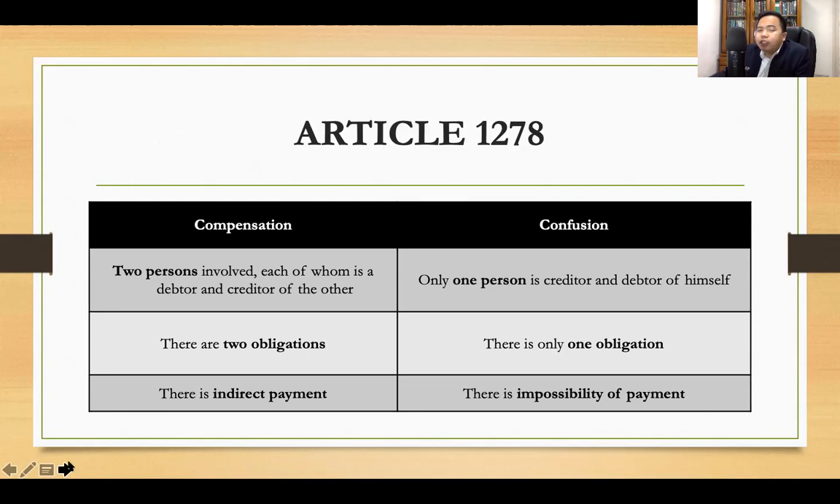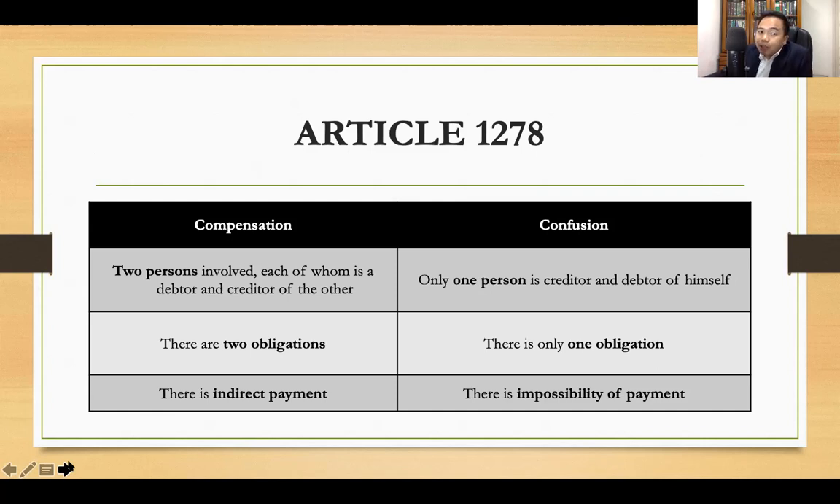Take note of these distinctions between compensation and confusion. In compensation, there are two persons involved, each of whom is a debtor and creditor of each other. May utang ka sa kanya, may utang rin siya sa'yo. Di ba? Compensation. Now, confusion. There is only one person, and that person is the creditor and debtor of himself. Iisang tao lang. Nag-merge yung qualities ng creditor at debtor, kaya na-extinguish ang obligation. Because no person in his right mind will collect and pay for himself. Di ba?